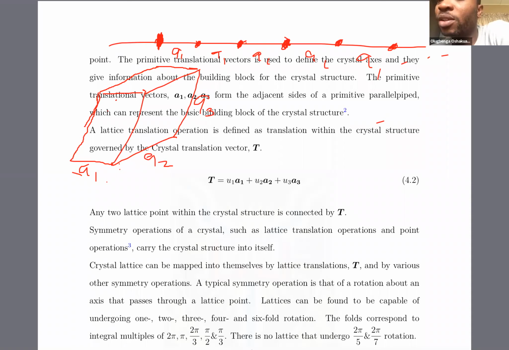That is all this equation 4.2 is telling us. That is, when we are at a certain point, which is a lattice point, everything we have on this right-hand side will take us to another lattice point. That is all that equation is trying to say. And if you look at it closely, it's very similar to equation 1.